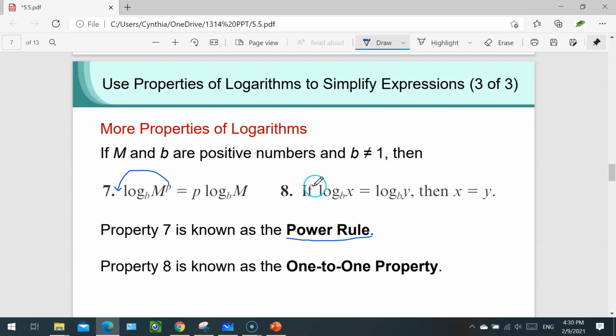There's one more rule here. If log base b of x is equal to log base b of y, since the log base b is the same on both sides, we can just cross out the log base b on both sides and let x equal y. We call this the one-to-one property. This one-to-one property you also can use for the exponential form. When you have b to the power x equal to b to the power y, we cross out the base b and let x equal y.